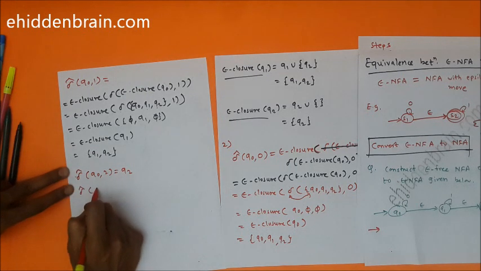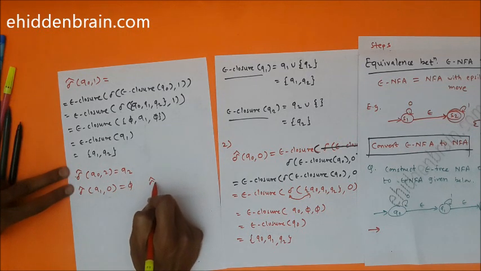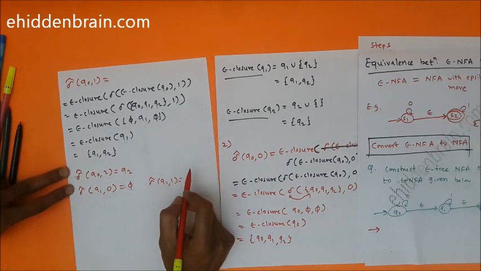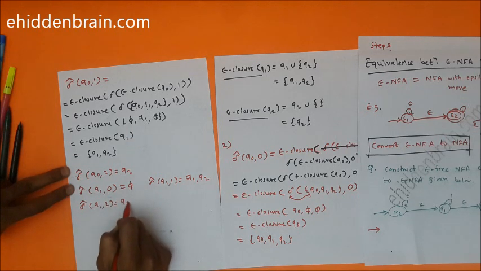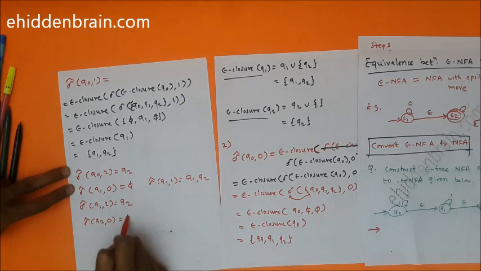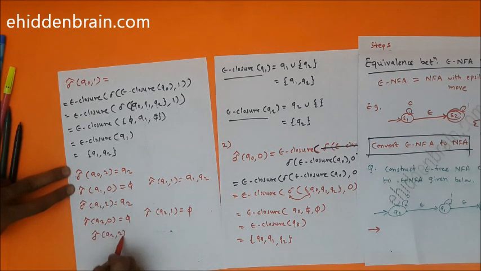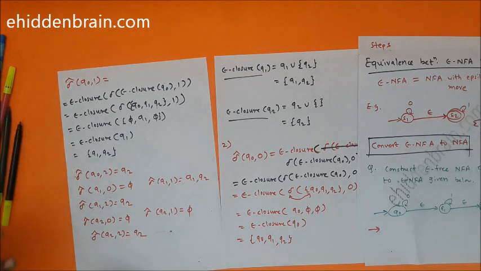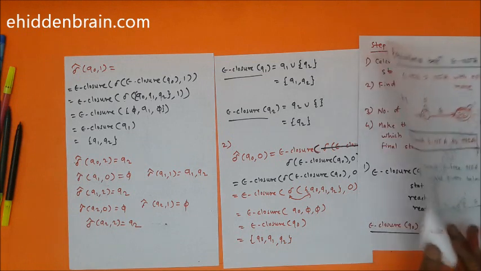and similarly I will have the new transition function of Q1,0, which is equal to phi, new transition function of Q1,1, which is equal to Q1, Q2, new transition function of Q1,2, which is equal to Q2, and then the new transition function Q2,0, which is equal to phi, new transition function of Q2,1, which is equal to phi, and the new transition function of Q2,2, which is equal to Q2. I hope you understood, and that way you should be able to get the new transition functions, right?